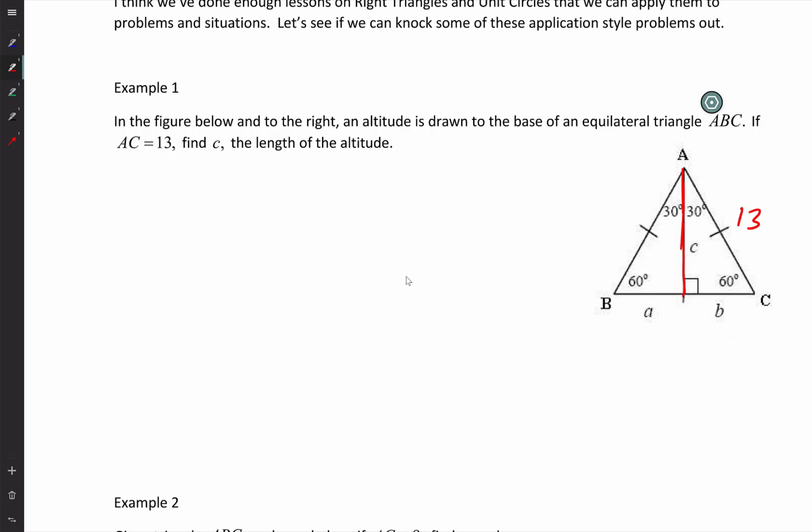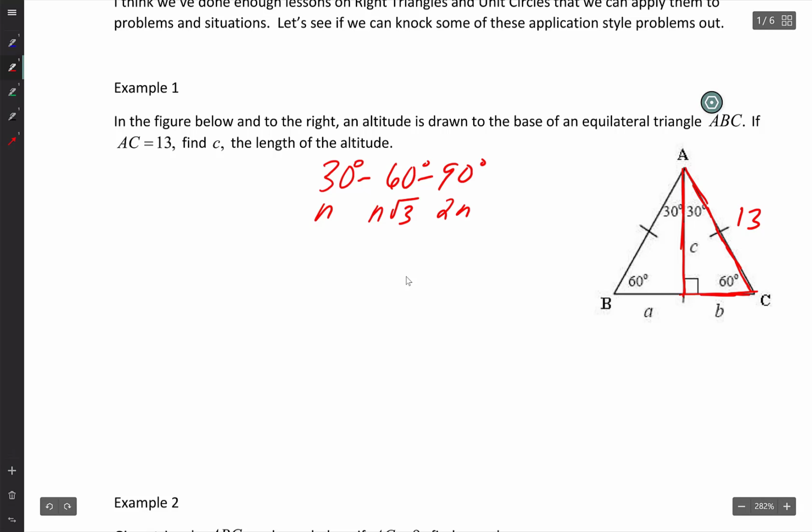I'm going to outline this red triangle right here. That red triangle I drew is a 30, 60, 90 triangle, and I should put the little degree symbol. If you remember, n, n square root of 3, and 2n is the formula that tells me how that triangle behaves. Oh, no, that's a mistake. The 13 is AC, so that's my hypotenuse. There we go, now we're right.